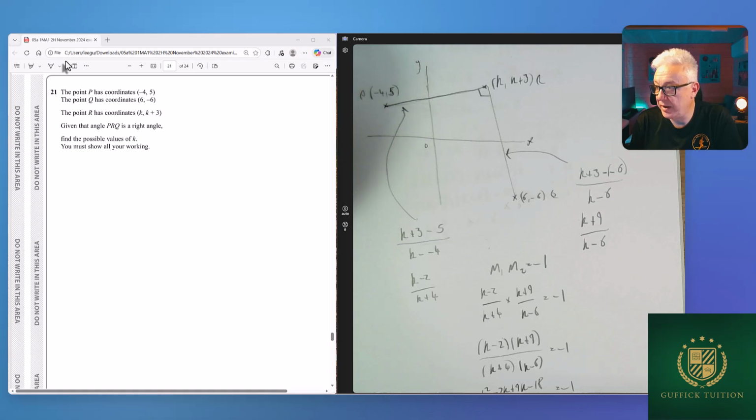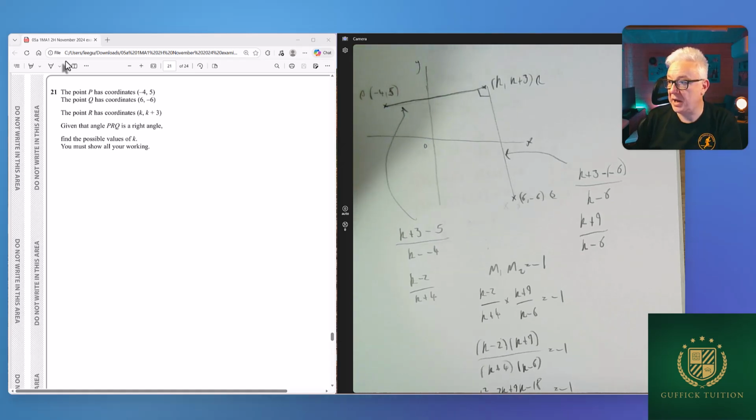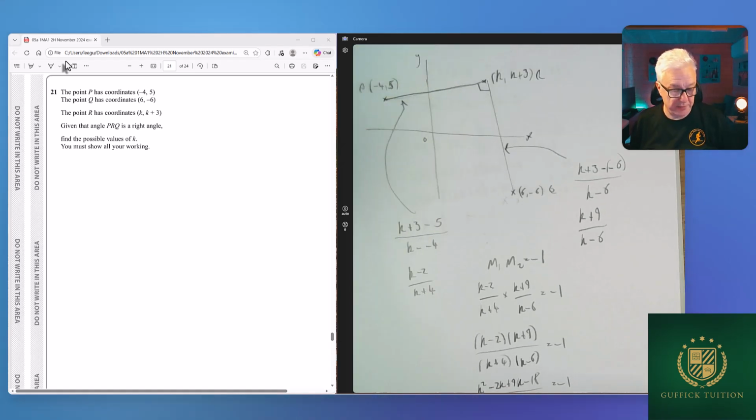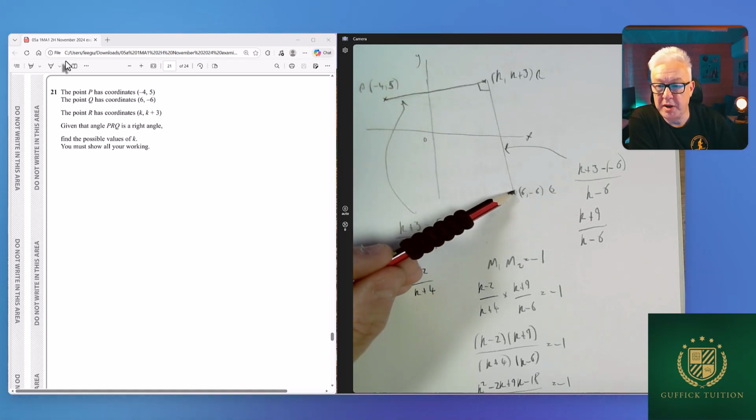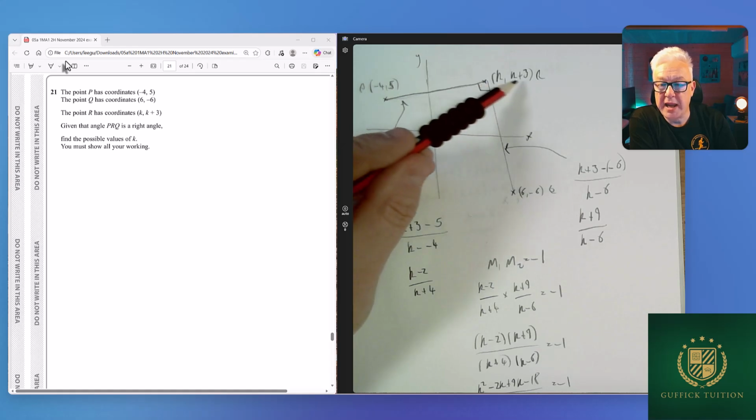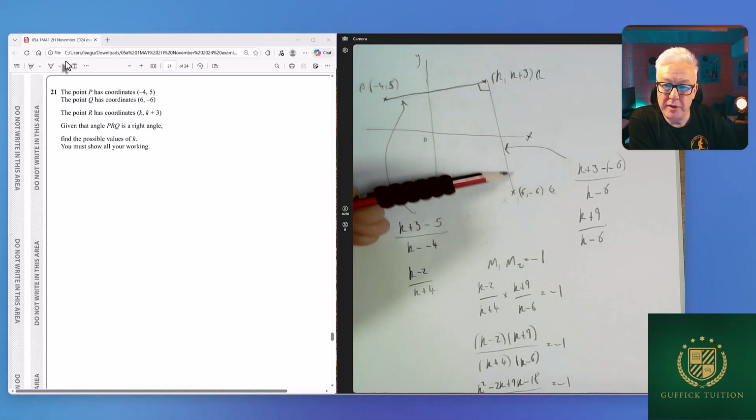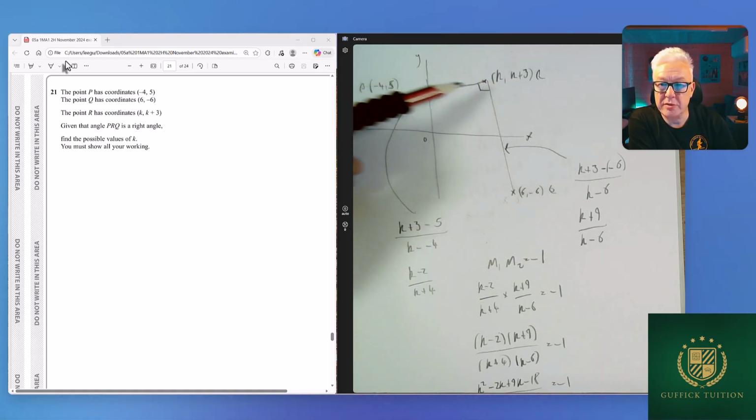So first of all, I think it's going to be super useful for us to get a sketch to represent this information. So here's our sketch. There's -4, 5. Here's our 6, 6. There's our (k, k+3). And we know that this angle here makes a 90-degree angle.